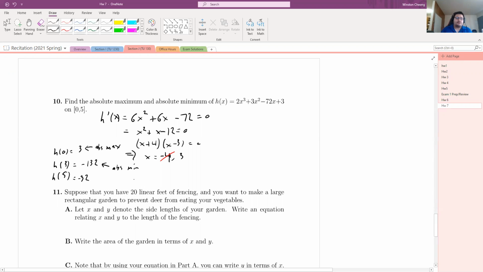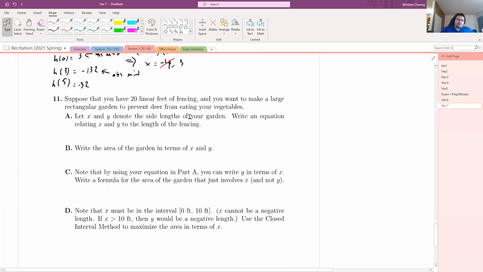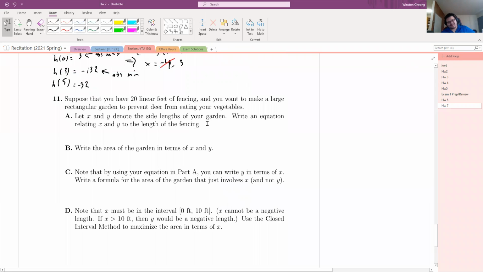And if you wanted to, you could rephrase this in terms of a coordinate pair. So you could say that the absolute max occurs at 0, 3. The absolute min occurs at 3, negative 132. You could totally do that if you wanted to. Okay. Any questions so far? No? Okay. All right. Well, then the last problem for today is 11.